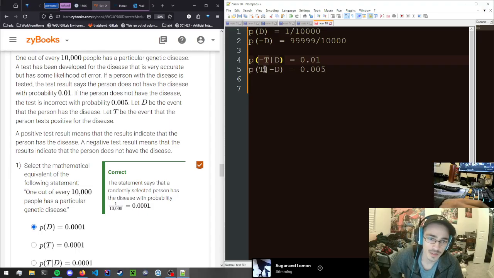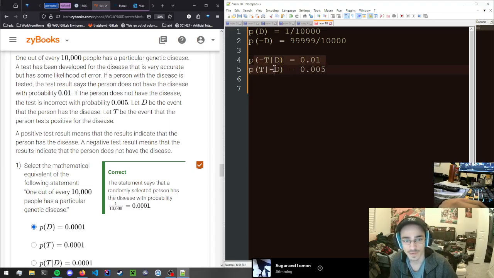I guess, do these have to add up to 1? Or something? Probably not, but I don't really know. I kind of forgot how to do this conditional stuff.